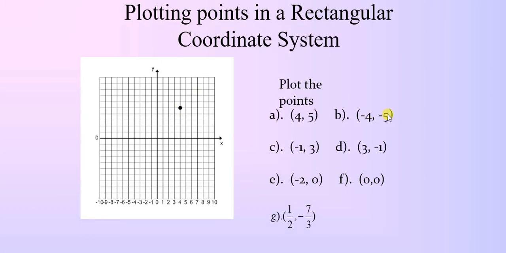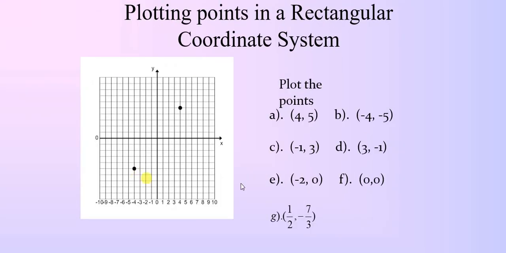This time, how do we plot negative 4, negative 5? From the origin, we go 4 to the left. 1, 2, 3, 4, then 5 downward. 1, 2, 3, 4, 5. And that is negative 4, negative 5. Try on your own to do the other points. Pause the video and try to answer the other points.